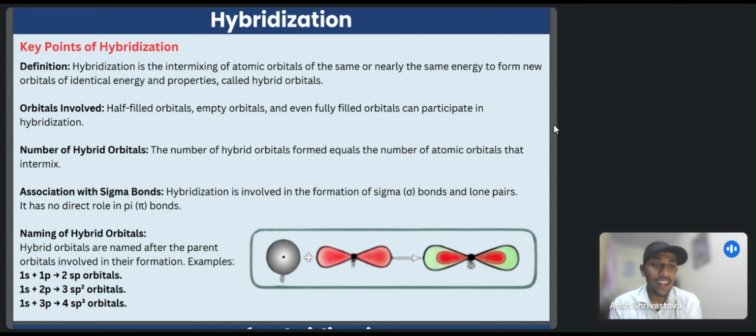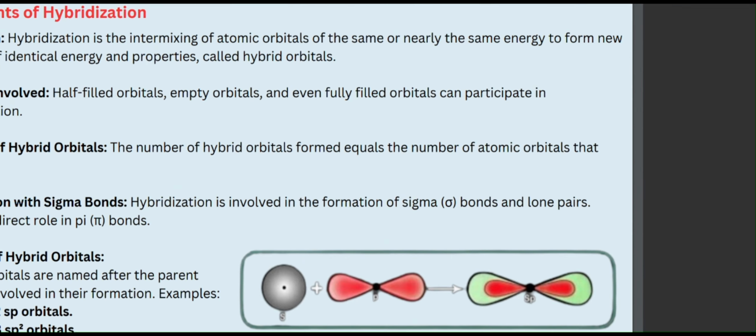Coming to the next point, that is naming of hybrid orbitals. As you can see, s and p are combining to form sp, s and p2 are combining to form sp2. So you can observe the trend and say that the hybrid orbitals are actually named after their parent orbitals involved in the formation. Moving ahead to the types of hybridization.